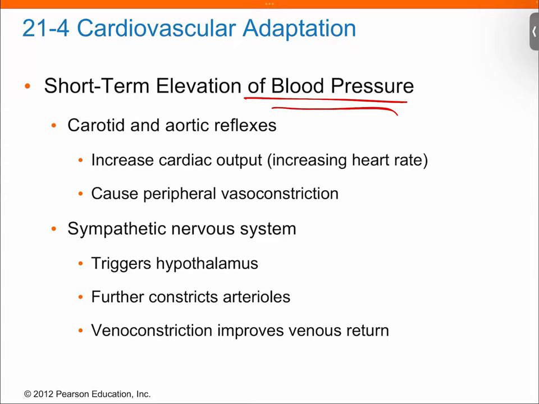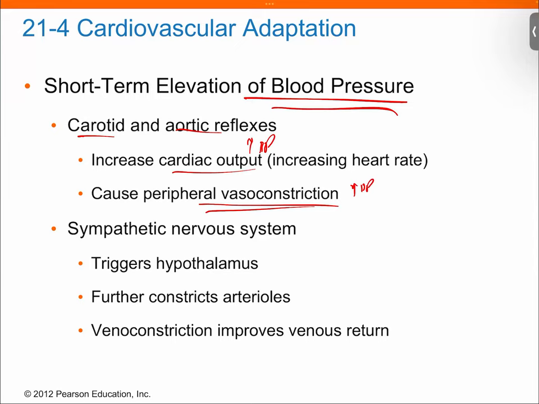These are some of the things that you would be doing in order to be able to answer one and two. So the first thing, obviously, is you've got your carotid and your aortic reflexes that are kicking off typically. So these guys are going to be increasing cardiac output, which is going to increase your blood pressure. It's also going to be causing vasoconstriction, which is going to increase your blood pressure. So that's one way to increase or elevate your blood pressure.